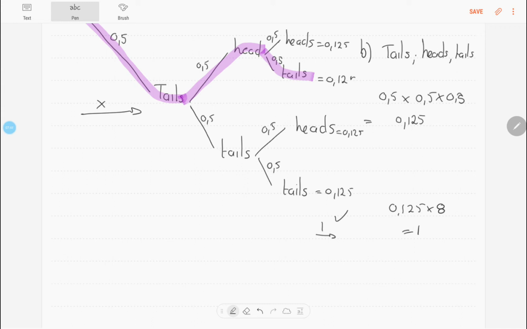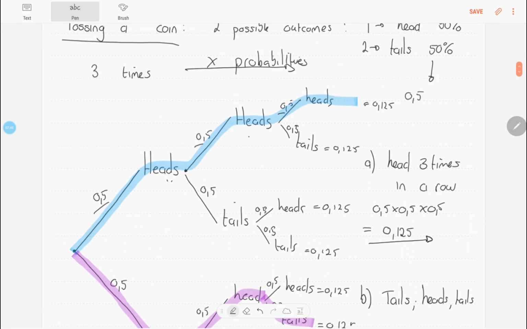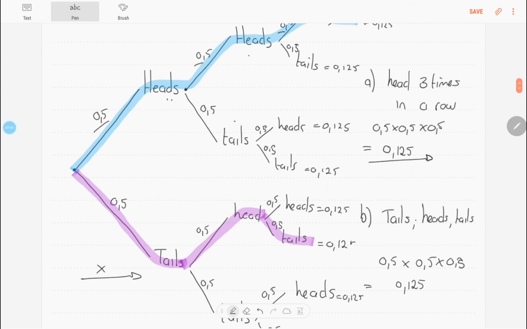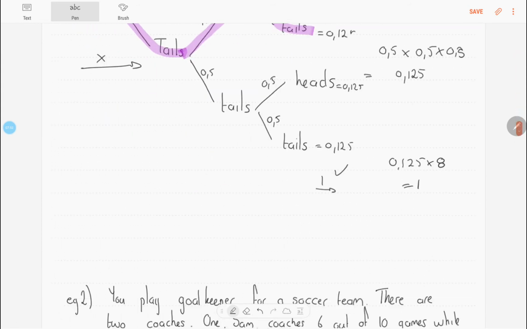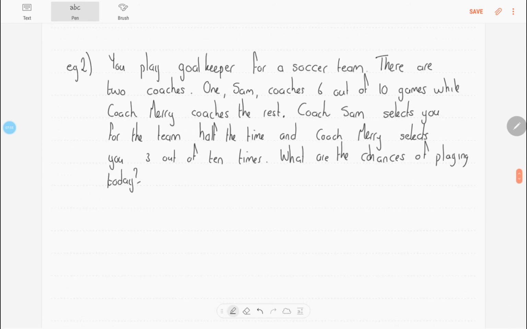Okay, so that one was straightforward because everything is an independent event, so every possible outcome gives us the same answer. Now let's have a look at something where it's not independent, where we have a dependence on something else. So we have a change in our probability tree.